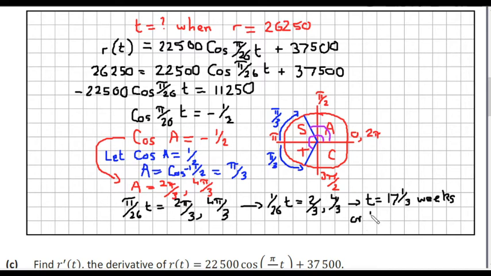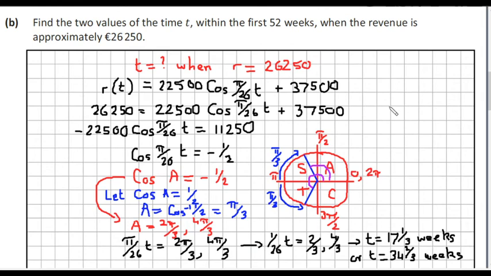Or t can equal, so when you multiply 4/3 by 26, well, that's going to end up being 104/3, and that's going to simplify to 34 2/3 weeks. Okay, so they're the two. That's the two times when the revenue will be 26,250. Okay, and that's part B done.